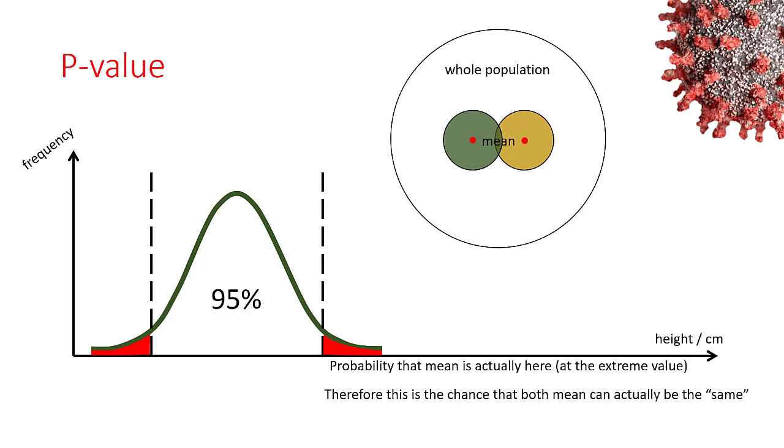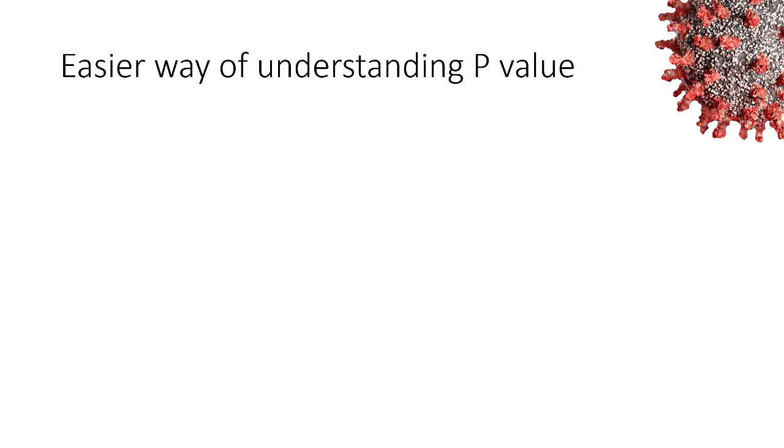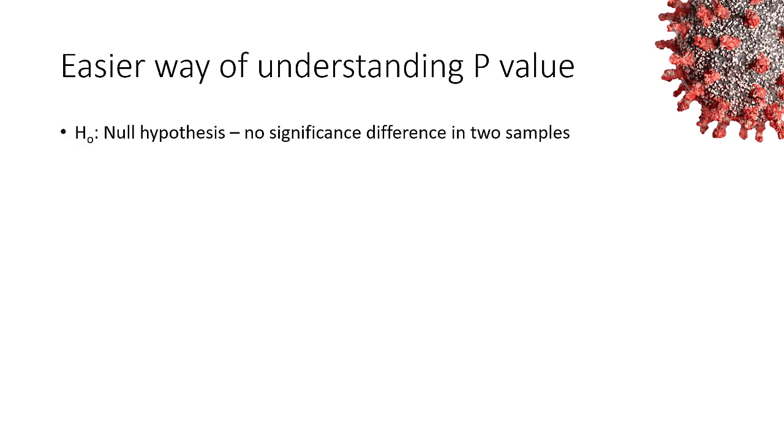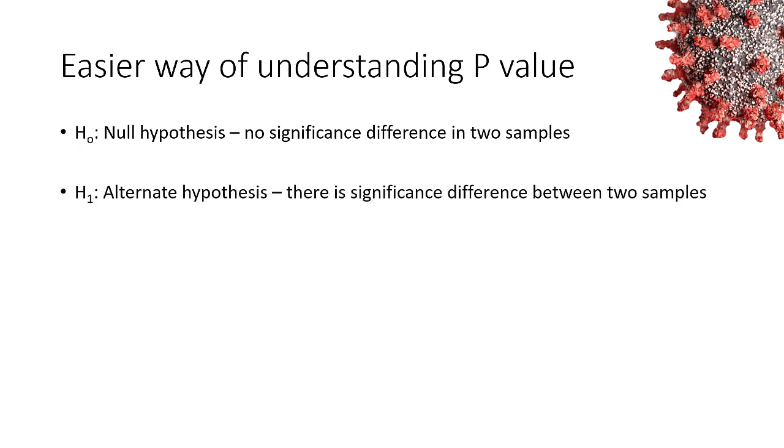How I like to explain p-value is like this. Easier way of understanding p-value. So when you are doing science, you might have heard of hypothesis. When we are doing statistics, we also talk about hypothesis. There is null hypothesis where we say that there is no significant difference in two samples. Then there is also alternate hypothesis. There is significant difference between two samples. So when we are doing statistic analysis, we have two hypotheses. One is there is different, the other there is no different. I think this is very easy to understand.